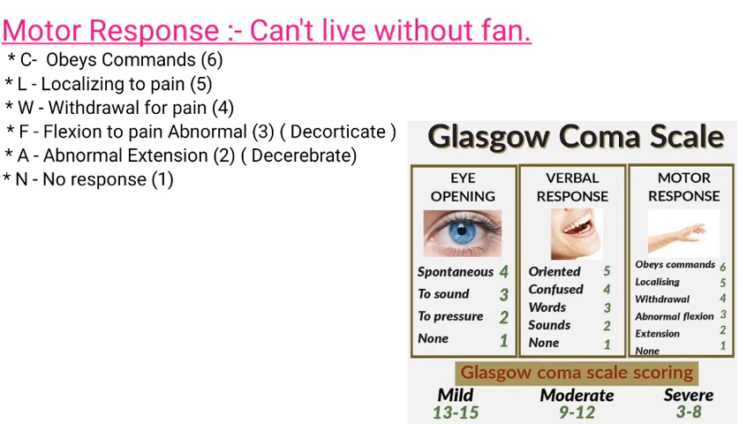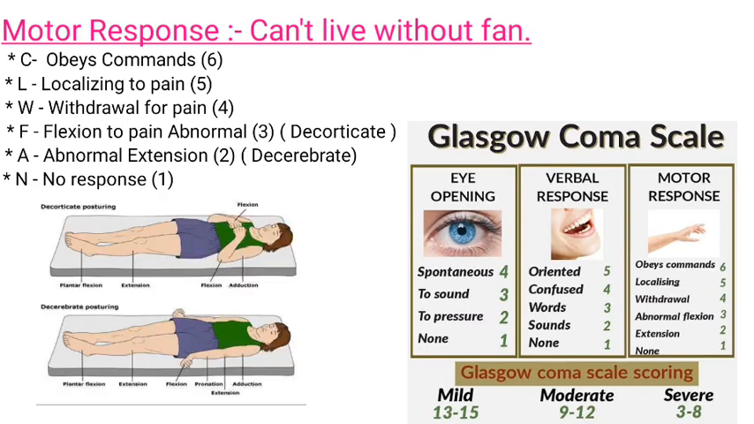Then L stands for localizing to pain. 5 means purposeful movements towards painful stimuli. Example: brings the hand up beyond the chin when supraorbital pressure is applied. Then W stands for withdrawal from pain. 4 means absence of abnormal posturing; unable to lift the hand past the chin with supraorbital pain but does not pull away when the nail bed is pinched.